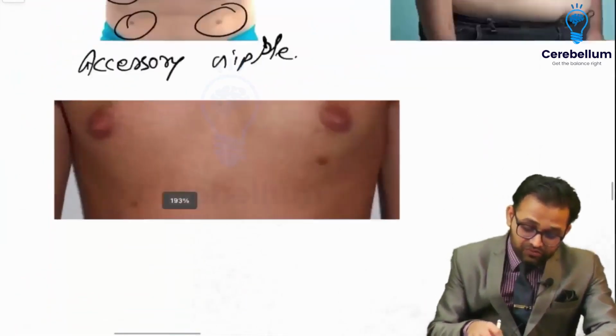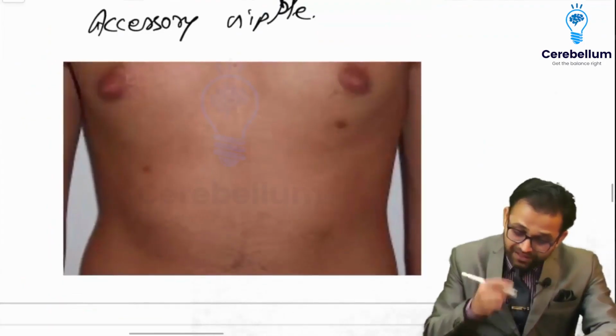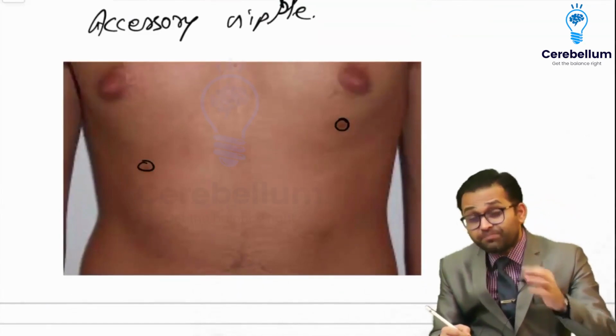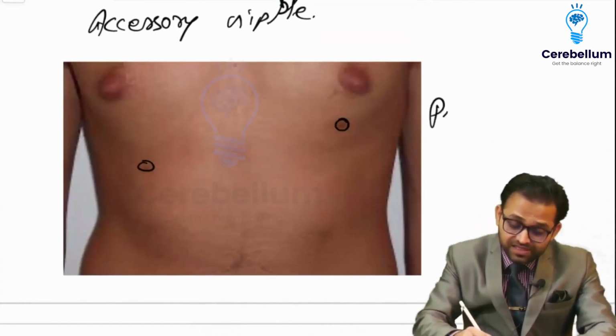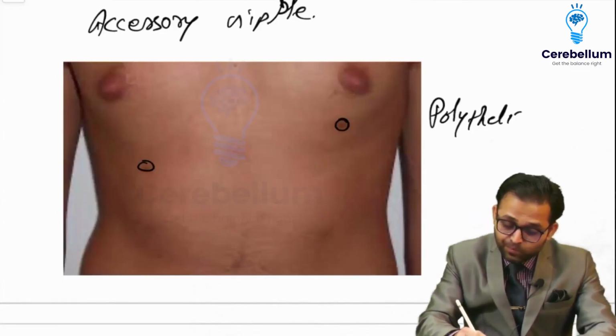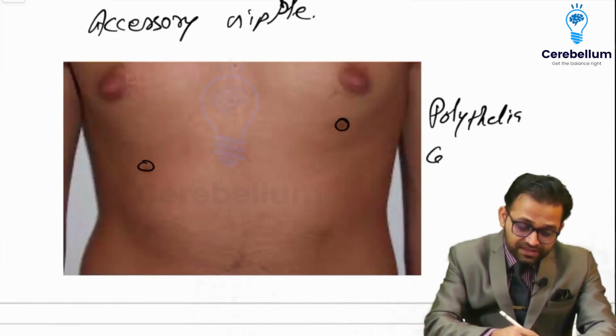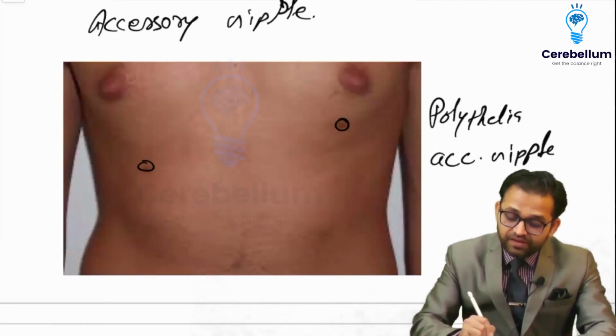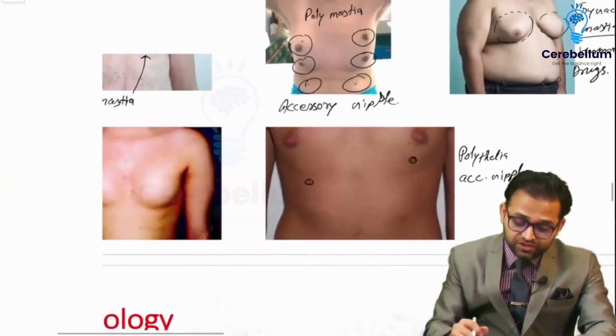Okay, sir. Now, can you see this situation? Yes, sir. Here you can see multiple nipples. So, multiple nipples, accessory nipples are present. Then you will say polythelia, the accessory nipple. Getting the point? So, these are the different situations.